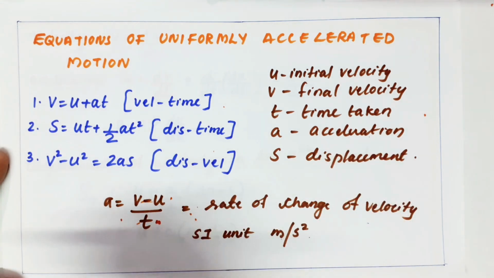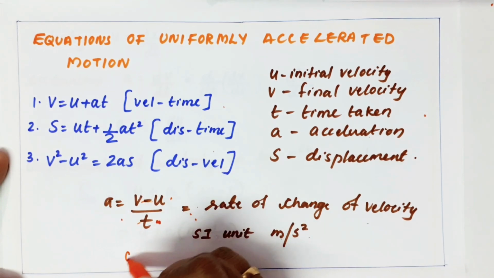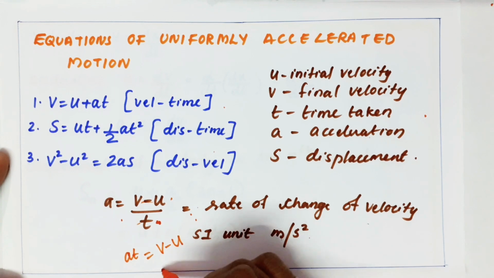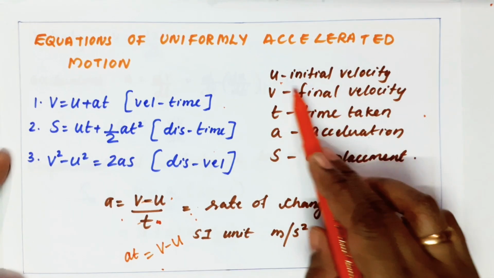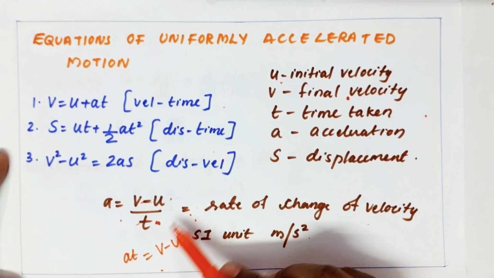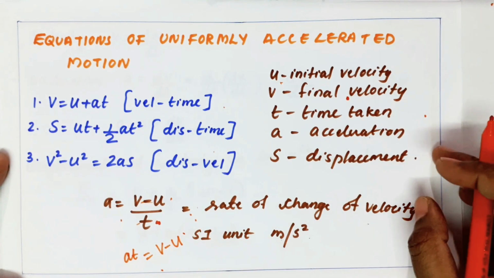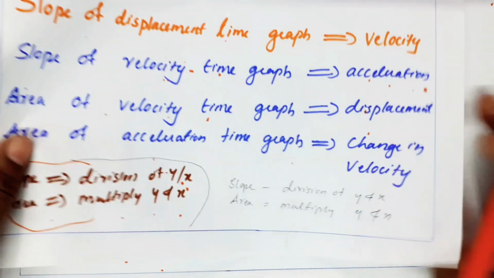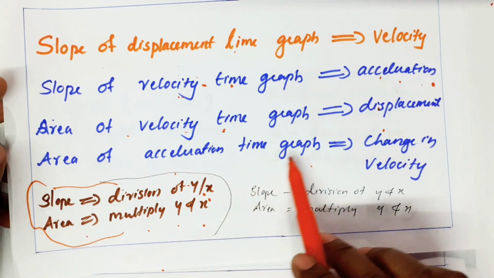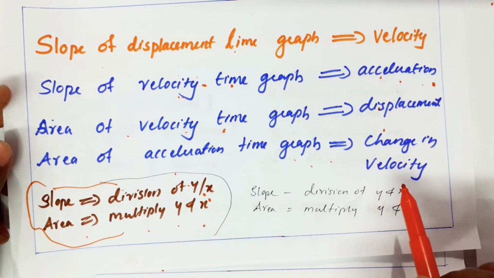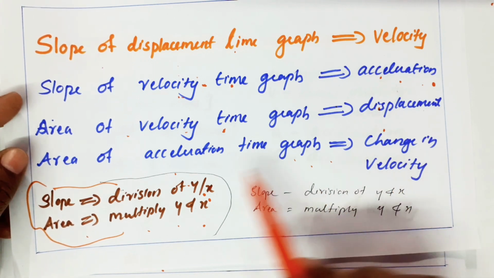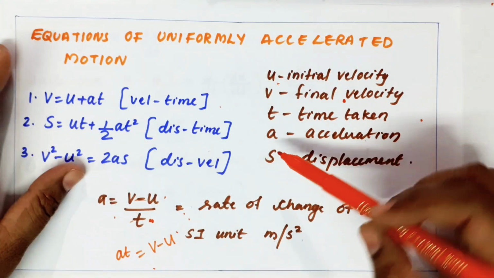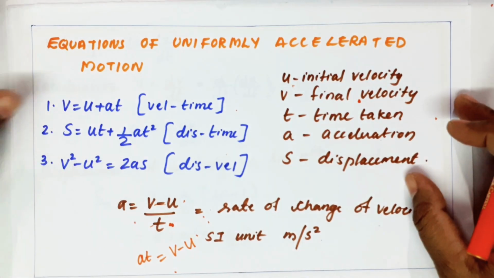So that's the reason I asked in the previous step, what is a into t? a into t is nothing but v minus u. Who are v and u? u is the initial velocity, v is the final velocity. So what is v minus u? It is nothing but the change in velocity. So you can conclude that the area of the acceleration time graph gives change in velocity. Okay, so I hope you understood these 4 points. And based on these 3 equations also they can ask numericals.